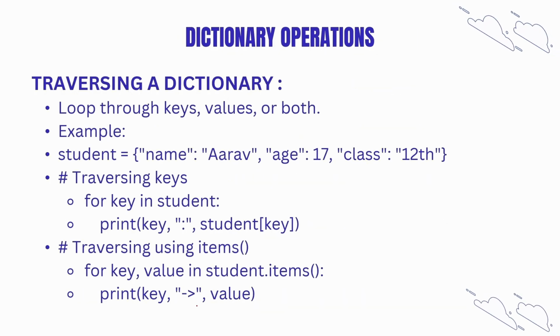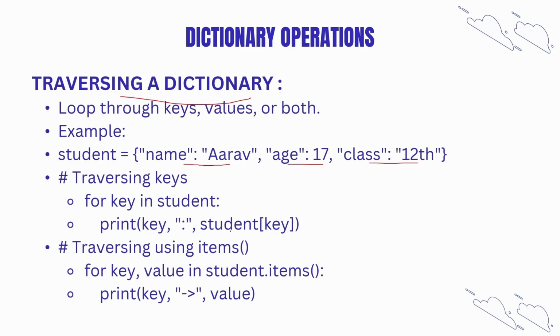Next is dictionary operations. The first is traversing a dictionary, looping through keys, values, or both. Example, if we have this dictionary, name Arav, age 17, class 12th. This is our dictionary student. So when we traverse keys, we say for key in student, print student key. Here for key in student, it traverses through the keys, it gives the key, and what do we print?